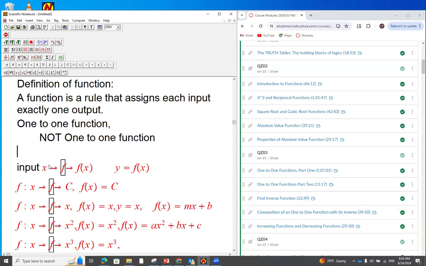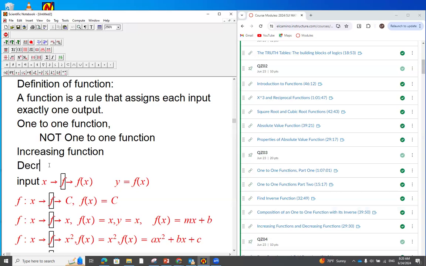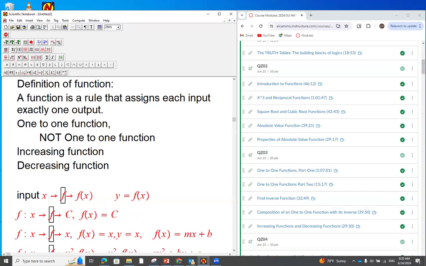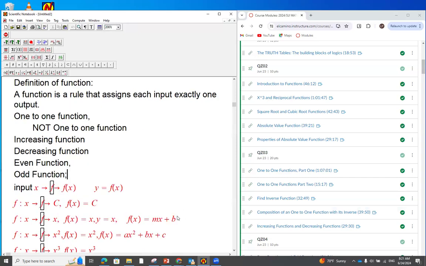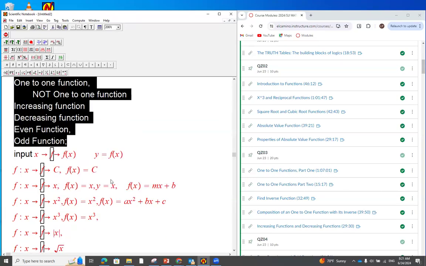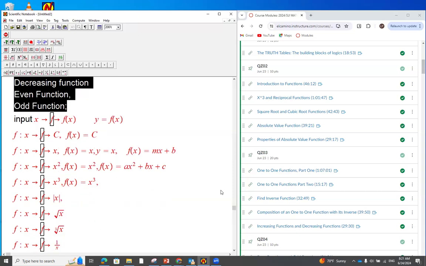And also, increasing function, decreasing function. Okay, even function, odd function. Okay, so last week we studied all of these concepts, and specific functions. Of course, we're not limited to that, right? And how to deal with it. There's a lot of content.